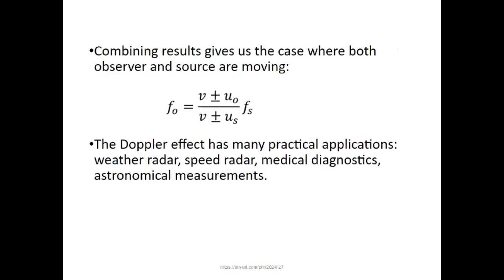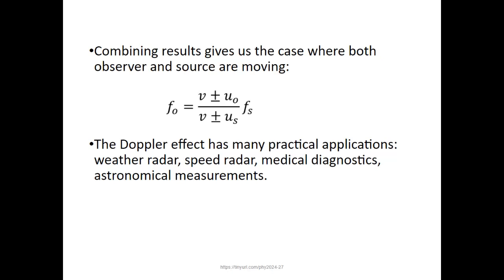All right. Now, in many cases, both the observer and the receiver are moving. So you combine the two results we got from when just the receiver is moving or just the source is moving. When you combine the two, the equation becomes this: V plus or minus U sub O, that means the speed of the observer, divided by V plus or minus U sub S, that's the speed of the source.